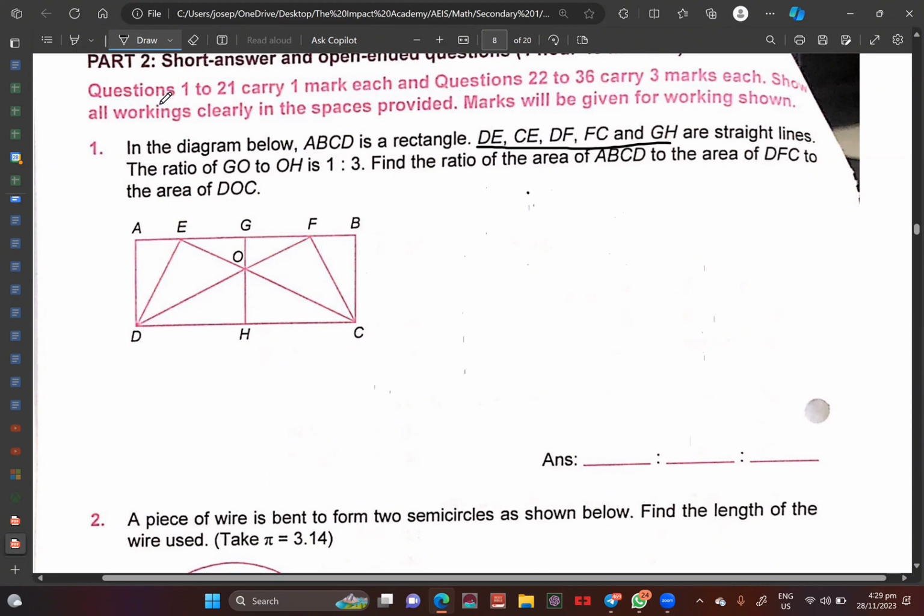Alright, what I like to do is I like to highlight it. So I like to highlight DE. Okay, because when they say they are straight lines, they are actually giving you quite a huge hint. Okay, DF is over here. All right, what else? FC is over here. Can you see that? All right, GH, where's GH? GH is over here.